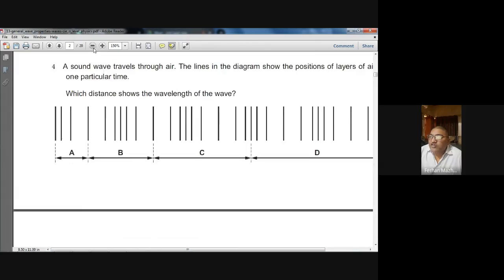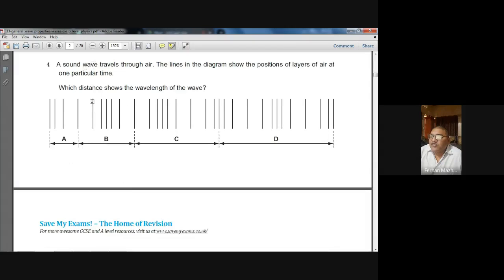This is question number 4 on your screen. The sound waves travel through air. The sound waves are longitudinal waves. The lines in the diagram show the positions of layers of air at one particular time. Which distance shows the wavelength of the wave? From the center of the compression to the center of the next compression. That's one wavelength. So D is the choice.